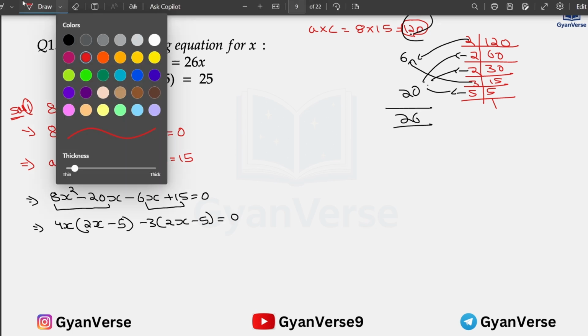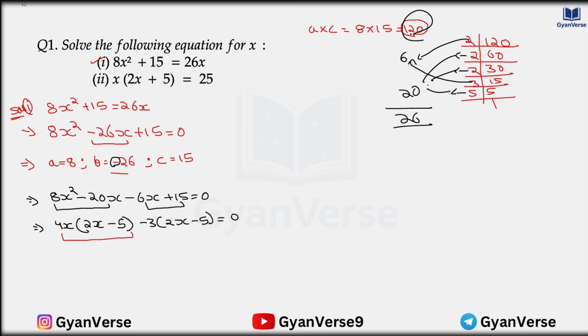What is going to happen is this will become a single term and this will become a single term. This one is the first term and this one is the second. So from the first term, you can take 2x minus 5, and from the second term as well, you can take 2x minus 5 as common. So you will write what's remaining, 4x and minus 3. That is remaining. Okay, so 2x minus 5, 4x minus 3. These are the two factors.